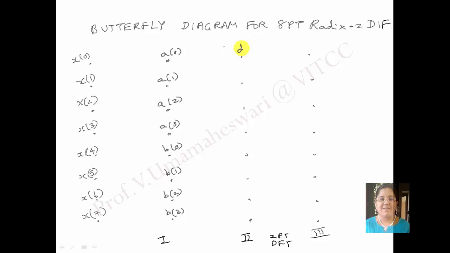After the second stage, what are the outputs? We will get D1 of n, D2 of n, D3 of n and D4 of n. Each contains 2 points, right? So I am writing D1 of 0, D1 of 1, D2 of 0, D2 of 1, D3 of 0, D3 of 1, D4 of 0, D4 of 1.